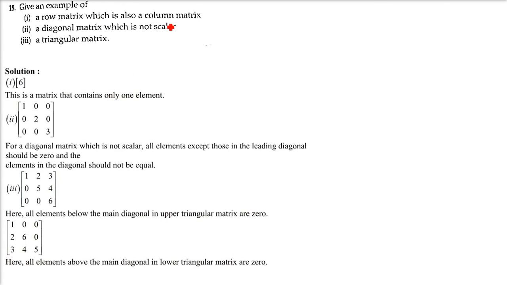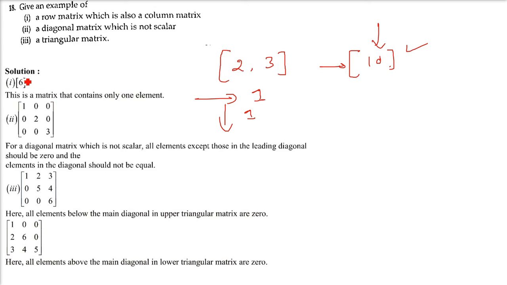Row matrix. See, a row matrix will only have one row. If I write 2 and 3, this will be a row matrix, but unfortunately it has two columns. So row matrix means one row, and column matrix means one column. For example, I am writing 10. So there is one row, one column. So here is an example. You can just write one value.